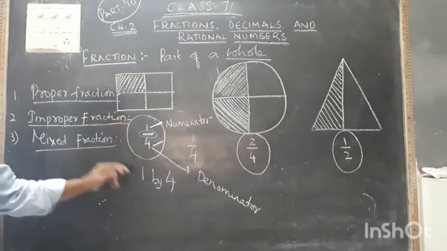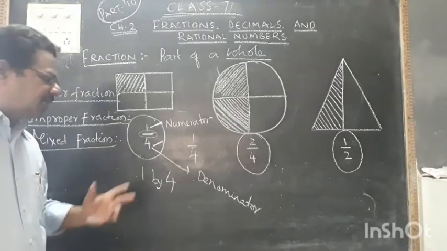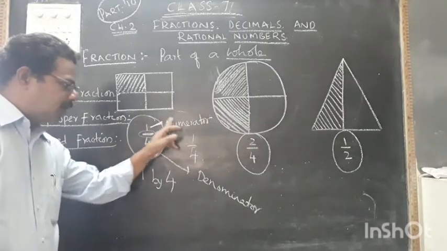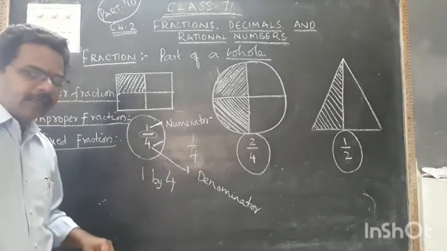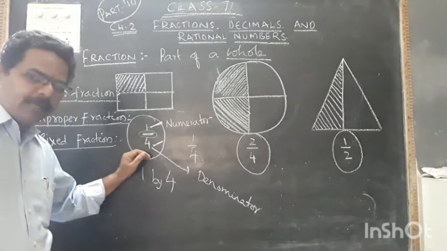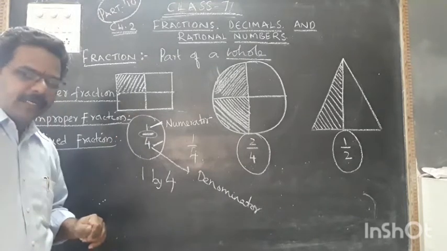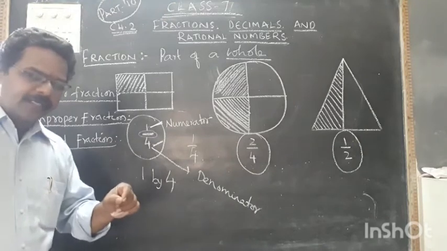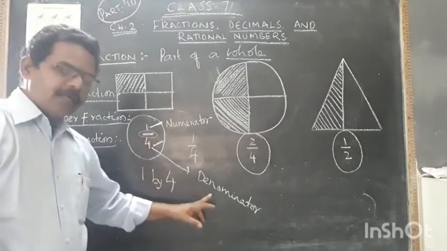Okay, numerator and denominator. That means in a fraction we will have two new names: one is numerator and one is denominator. Denominator is below the by symbol, numerator is above the by symbol. So this is called a fraction. In a fraction we will have numerator and denominator.